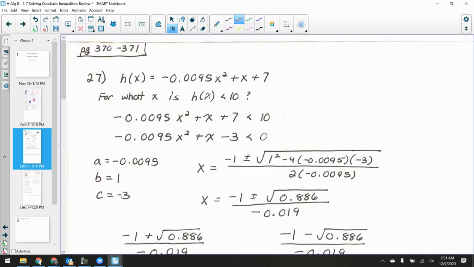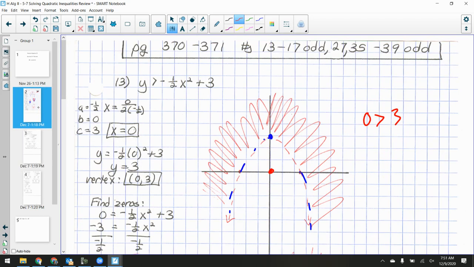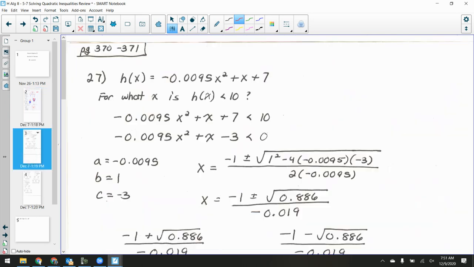Take a look here. Did it really jump there? Yeah, 13. Okay, 27, 35 to 39. Here's 27.